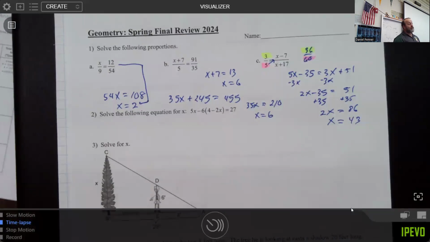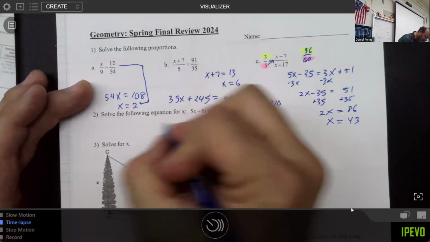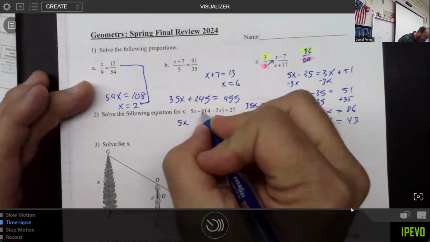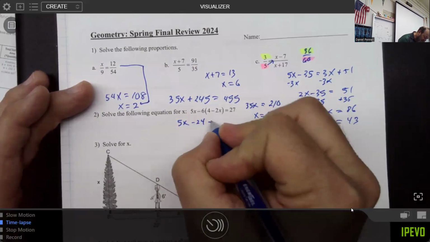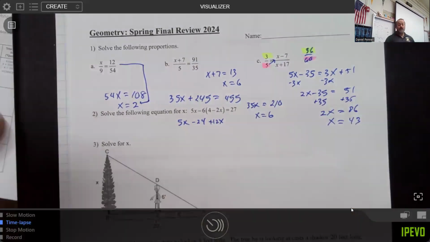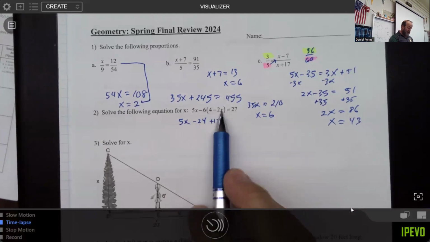Now for number two, really there's nothing fancy about this. We're just going to go ahead and do a little distributive property. We're going to do a little combination of like terms and see what happens. So I've got 5x and negative 6 times 4 and negative 6 times negative 2 would be a positive 12. That's the place where we're probably going to see the majority of the errors, is the negative times the negative here.